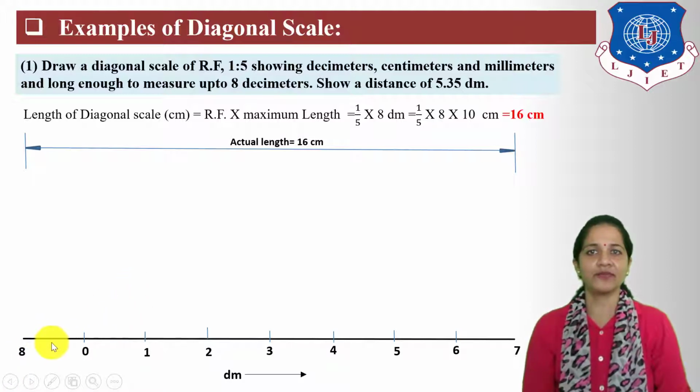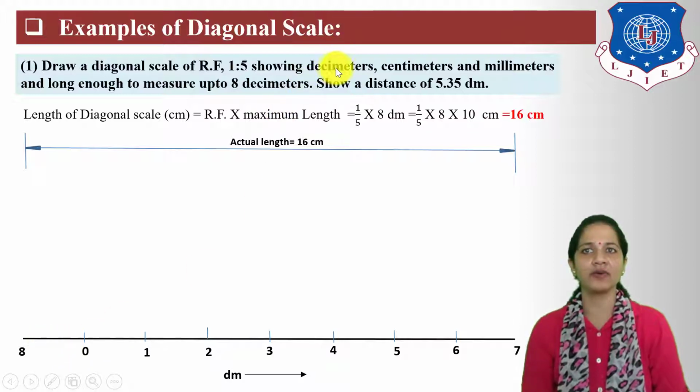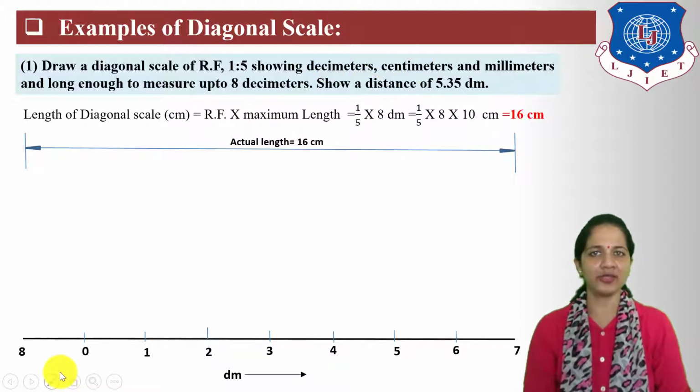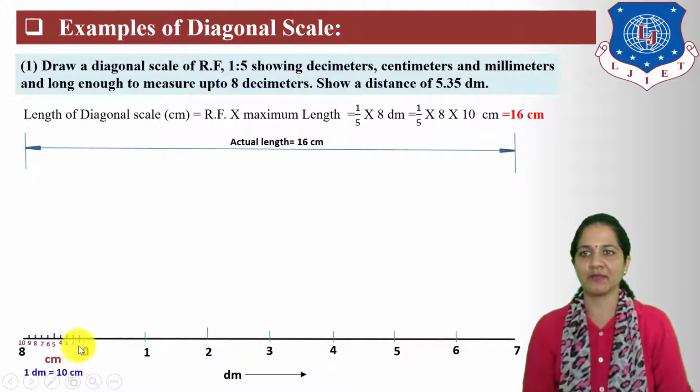Next, for subdivision, take relation of decimeter and centimeter. We know that 1 decimeter is equal to 10 centimeter. So, first unit is divided into equal 10 parts. And mark here 0, 1, 2, 3, 4, 5, 6, 7, 8, 9, 10 centimeter.